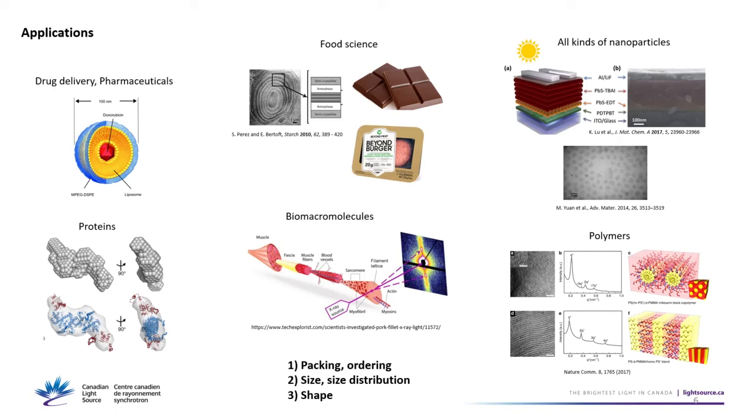All types of biomacromolecules also order on the nanometer scale. And of course, all things nanoparticle have been studied by SAXS. The things that you can really get out of SAXS are the packing and ordering, particle size and size distribution, and a scattering shape. I'll show some examples later, but this is just to give a flavor of what's coming.